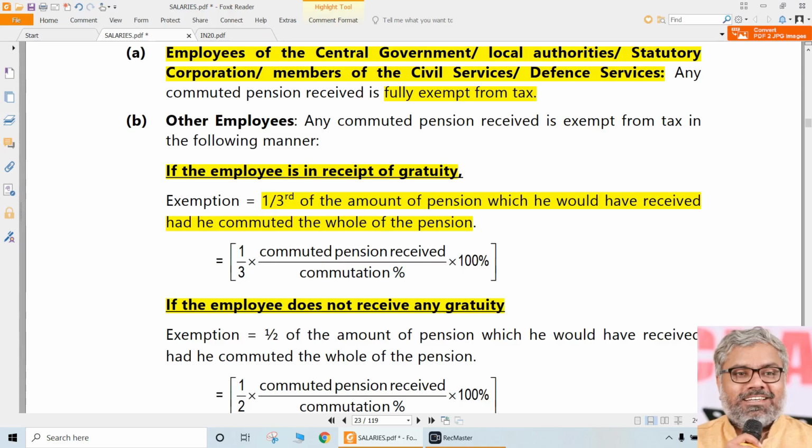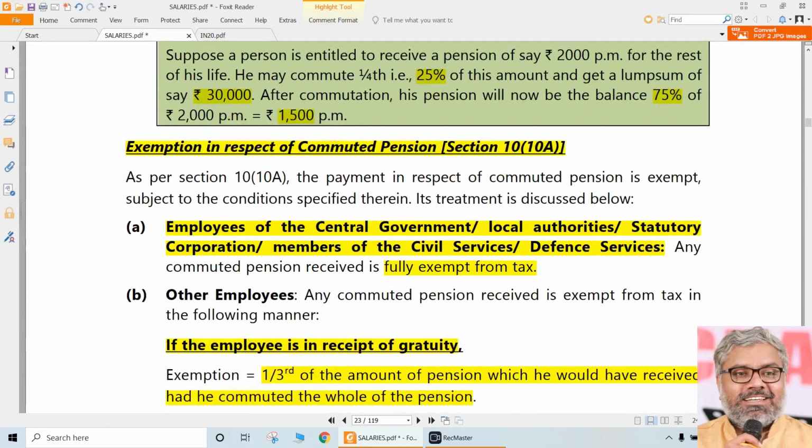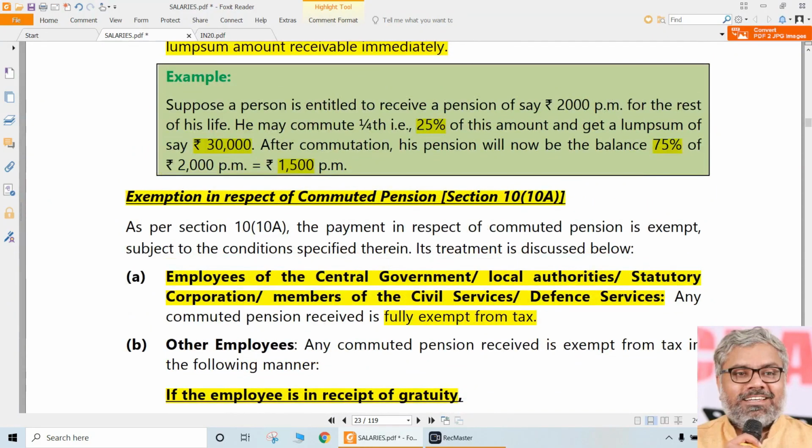So how much has to be given as exemption is, first we have to convert the commuted pension, however much is received, into 100 divided by the percentage of commutation. In other words, for example, in this case, this guy got 30,000 rupees as a commuted pension in exchange for how much? 25%. So if 30,000 is representing 25%, how much would have been 100%? That is the point here. How much pension he would have received had he commuted the whole of the pension? It should be 1,20,000, because this 25%, representing 1/4 of the pension, is 30,000.